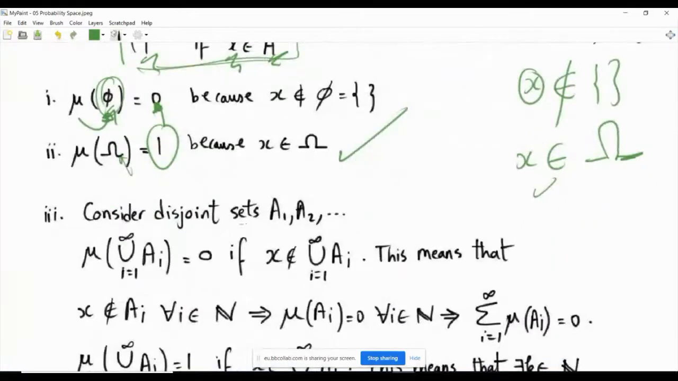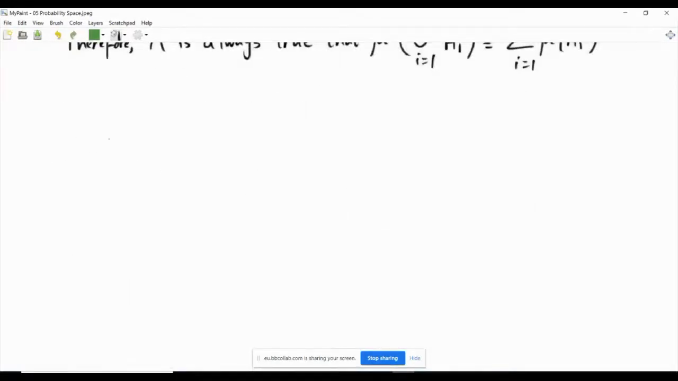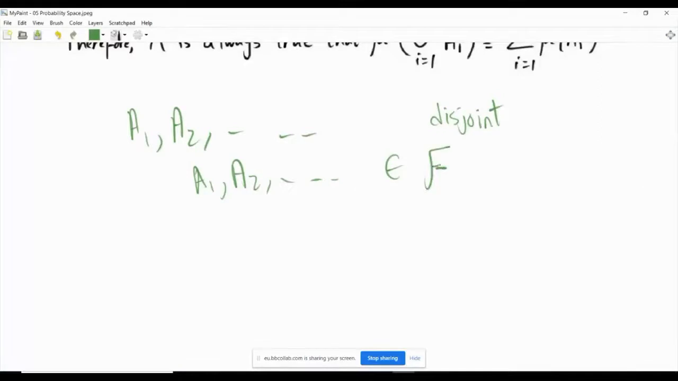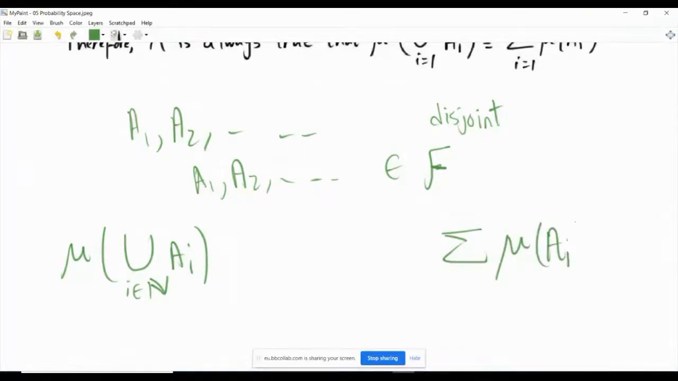So let's consider disjoint sets A1, A2, A3, and so on. All of them are in the sigma algebra, and we need to compare two quantities. What do we assign to the union of those disjoint sets, and what is the sum of what we assign to each one of those sets? To have a probability measure, these two quantities must be equal. If they are not equal, then we don't have a probability measure. They need to be equal.